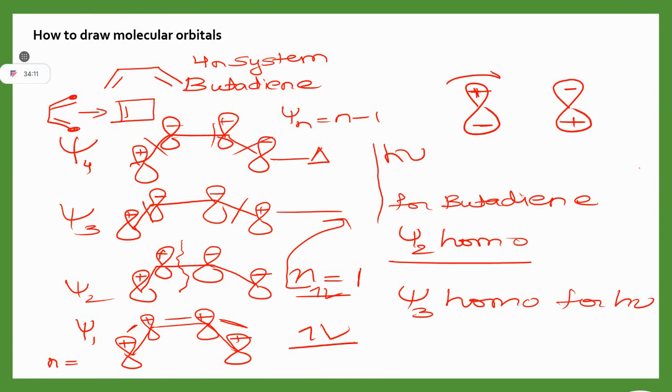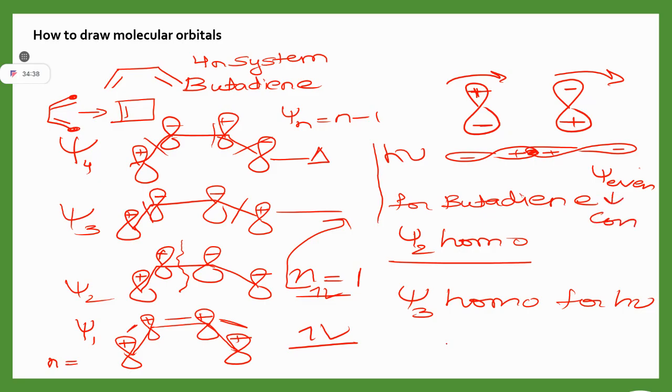For that, you should move both the orbitals in the same direction. Then only they can meet. How? On rotating this first one, it will change into this one, minus positive. And this will change into positive. So for constructive overlap, if your psi is even, you have to do conrotation.